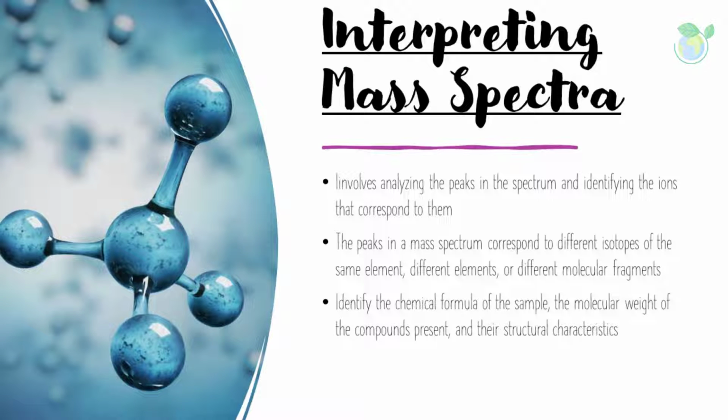Interpreting mass spectra. Interpreting mass spectra involves analyzing the peaks in the spectrum and identifying the ions that correspond to them. The peaks in a mass spectrum correspond to different isotopes of the same element, different elements, or different molecular fragments. The intensity of each peak indicates the relative abundance of the corresponding ion. By analyzing the mass spectrum, we can identify the chemical formula of the sample, the molecular weight of the compounds present, and their structural characteristics.